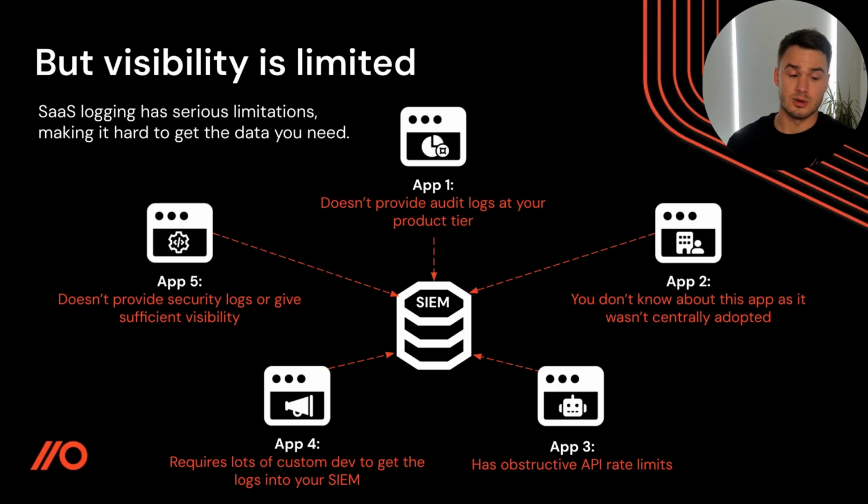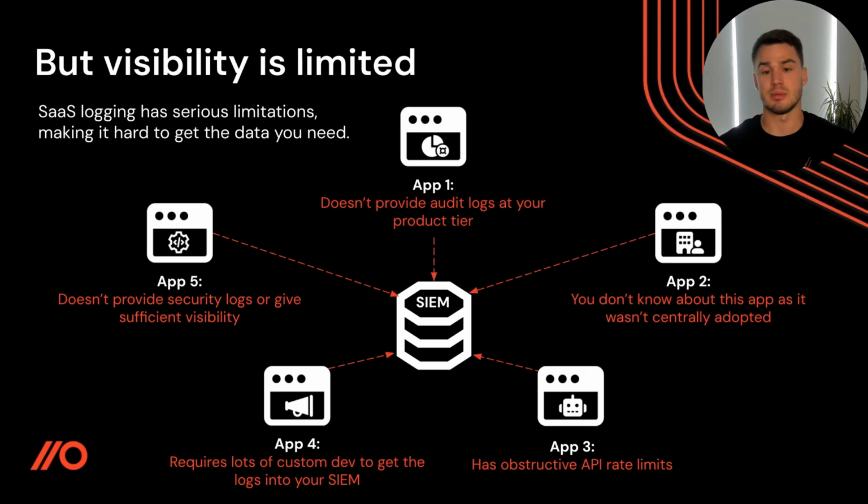Visibility, of course, continues to be a challenge. You no longer have the same level of visibility as you used to, largely because of gaps in SaaS logging, which makes answering all the questions that we need during incident response very difficult. For example, you may find apps that don't provide audit logs at your specific product tier. You may not even be aware of all apps, think shadow SaaS. And if you're not collecting those centrally, of course, you're not going to have any visibility.